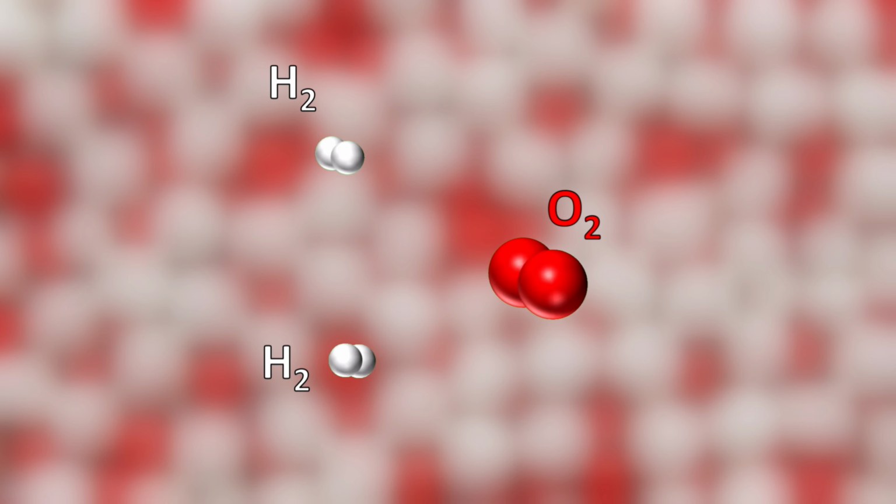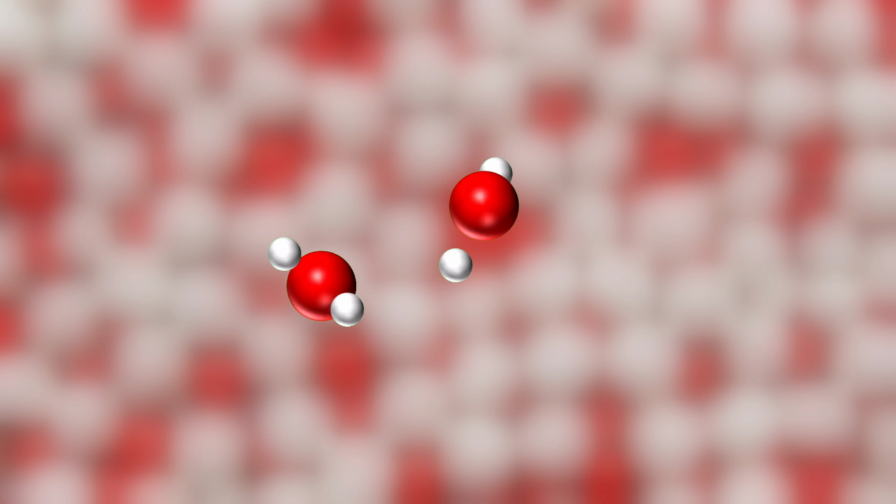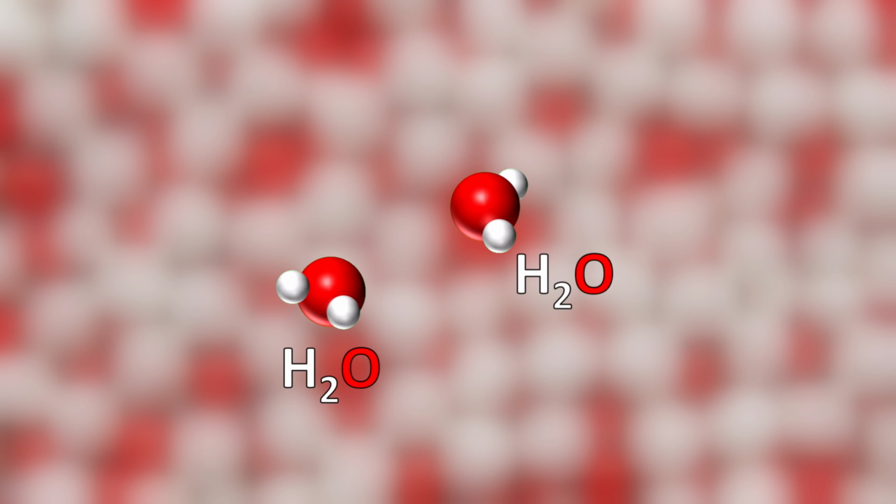If we were to illustrate this reaction, it might look like this. Here are the hydrogen molecules, and here is an oxygen molecule. The atoms in the hydrogen and oxygen rearrange and form water. So that's a great example of a combination reaction.